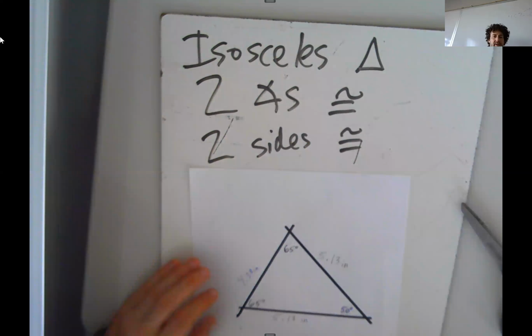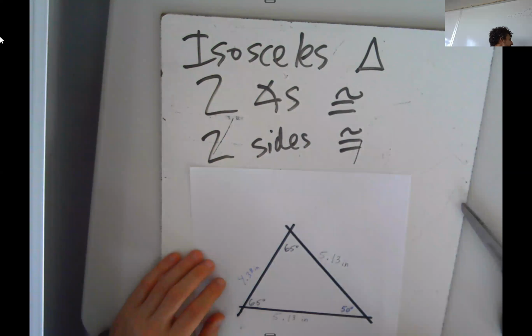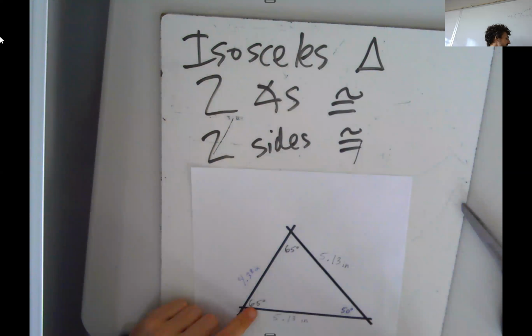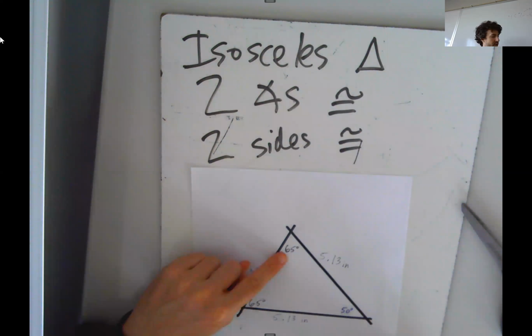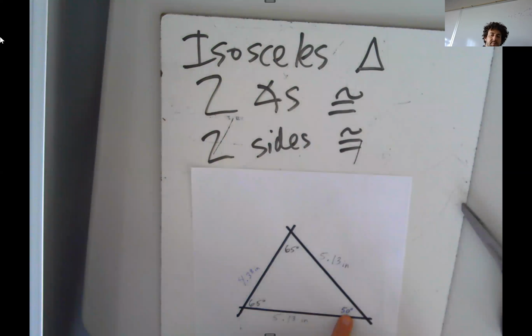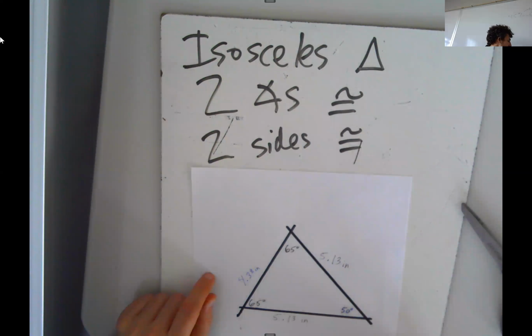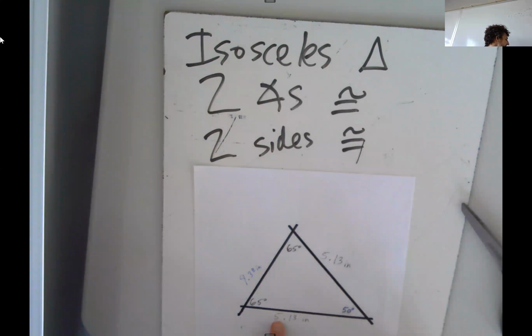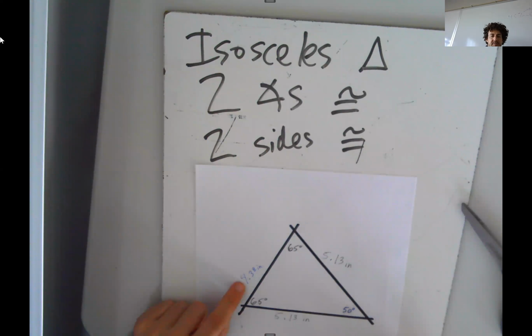So this isosceles triangle that I drew, I know that it's isosceles because it has two angles that are congruent, 65 degrees and 65 degrees. The third angle is 50 degrees. Then from there, it has two congruent sides. These two sides are each 5.13 inches. And then this side is smaller. It's across from the smaller angle, 4.38 inches.